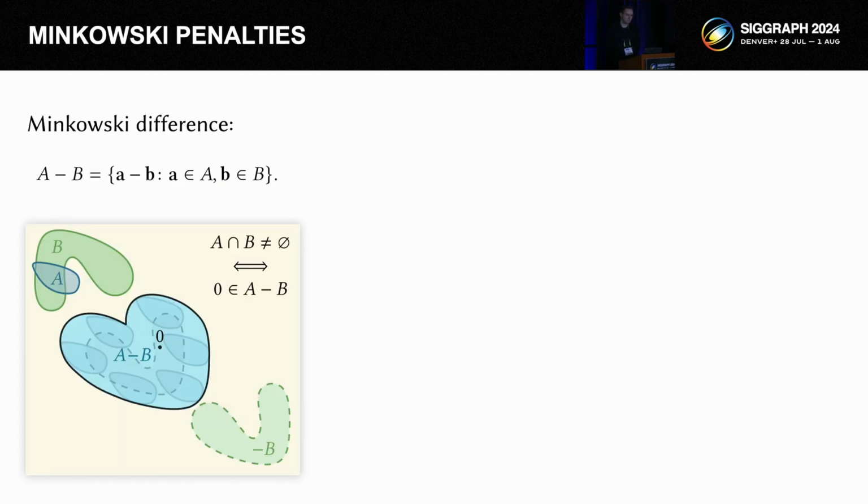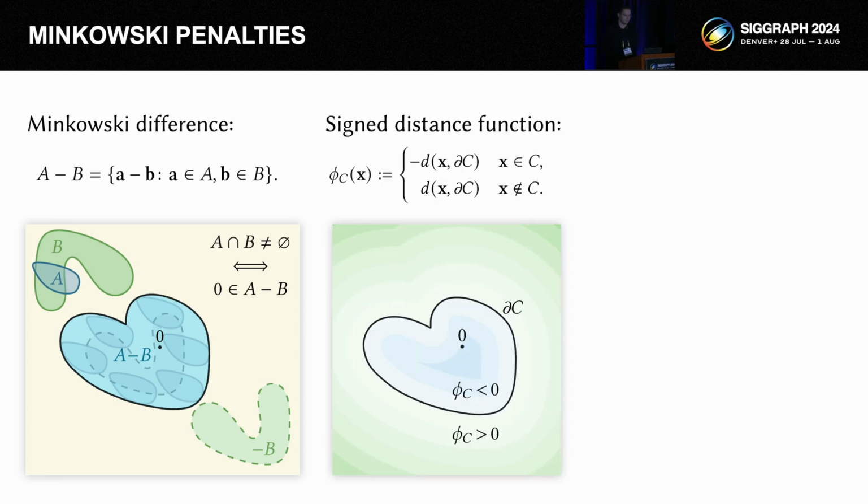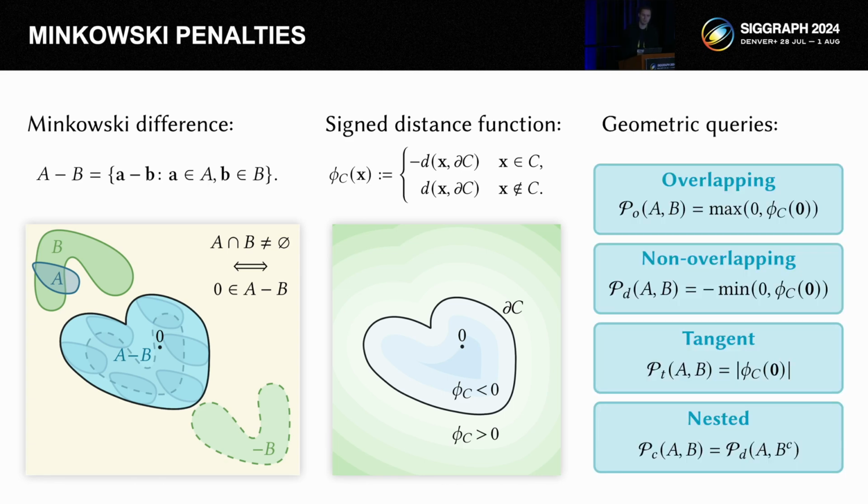And more precisely, we use a simple observation from collision detection, which says that two shapes, A and B, are overlapping precisely when their Minkowski difference contains the origin. But this is just a binary indicator, so to create a smooth energy from this, we use the signed distance field of this Minkowski difference and evaluate it at 0. And with this functional, we can define all of these different penalties that ensure constraints like no overlap, tangency, and even containment. Now, Sam will tell you how to actually compute this.